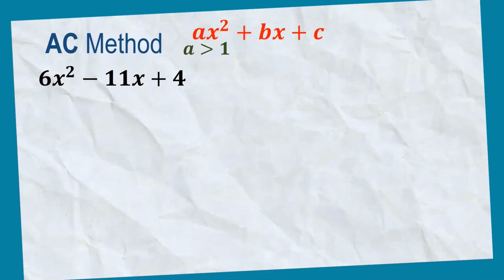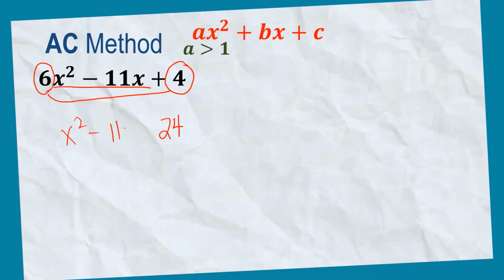Una natin gagawin, i-multiply natin ang value ni a kay c. So we need to multiply 6 and 4. Ang kakalabasan po ay 24. And then i-copy po natin ang natirang terms. We have x squared minus 11x plus 24, which is the result of a times c. And then proceed po tayo sa factoring.